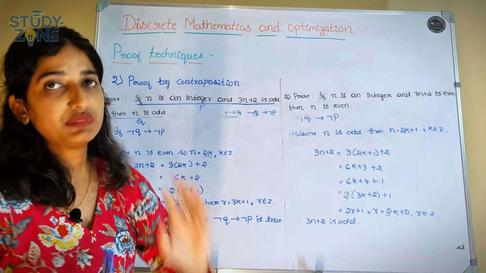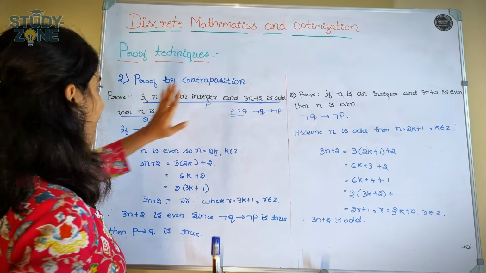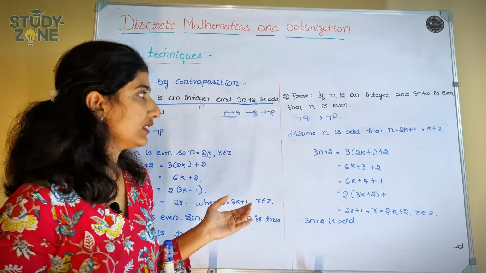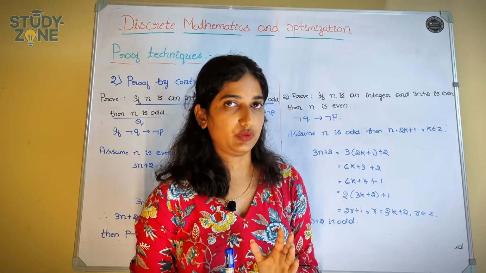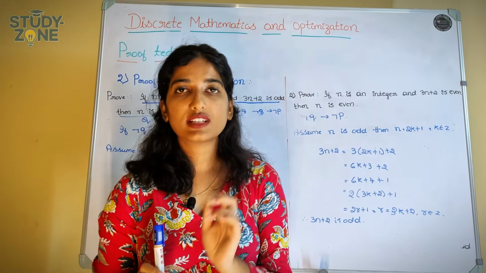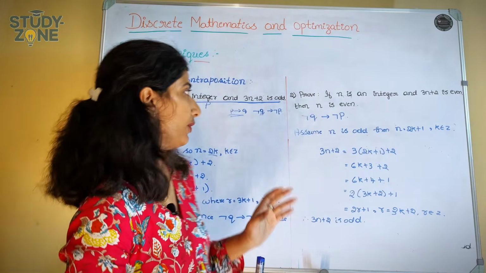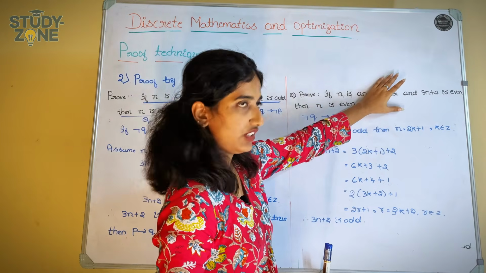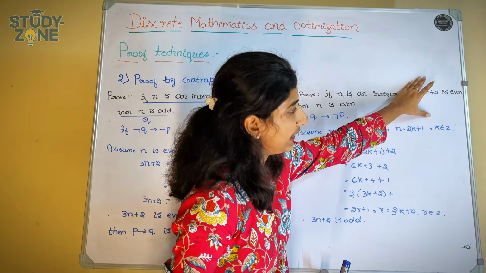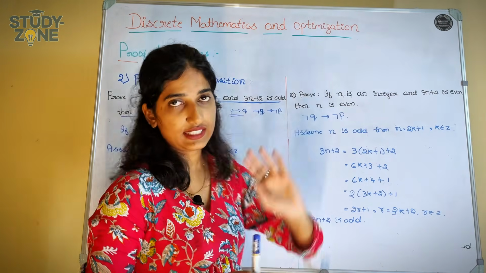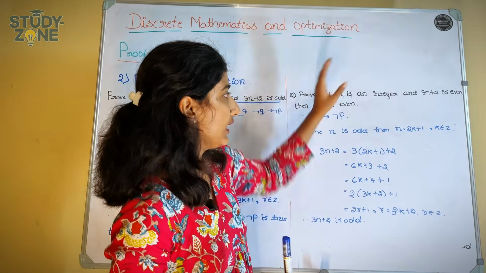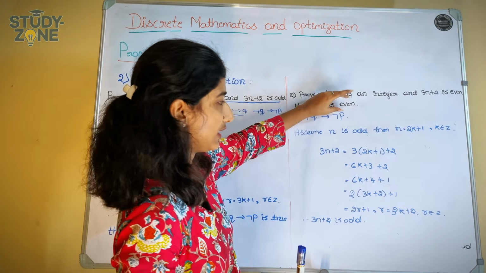Here it is the same thing, but in place of odd I am taking even. If you can, please try this on your own. If you want to try, please pause the video and try it. Now I am going to solve this. If n is an integer and 3n plus 2 is even, then n is even. Simple. This is p, this is q, right?